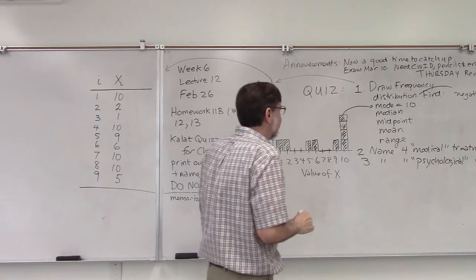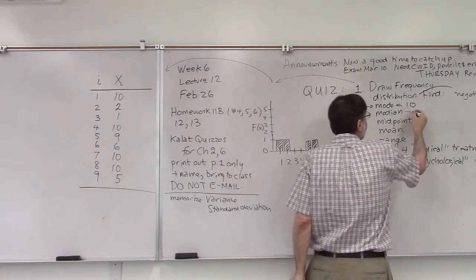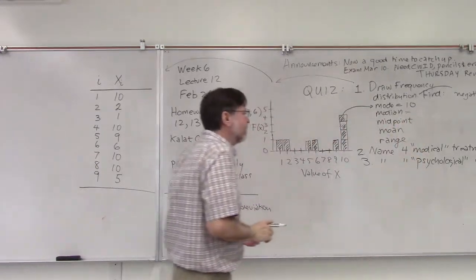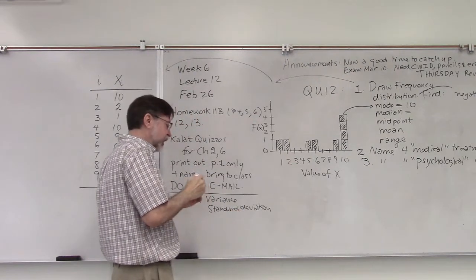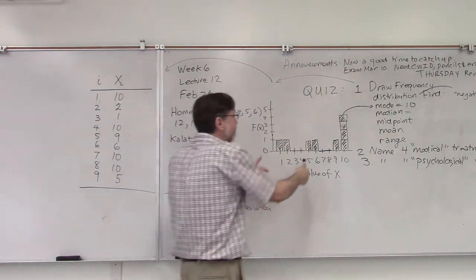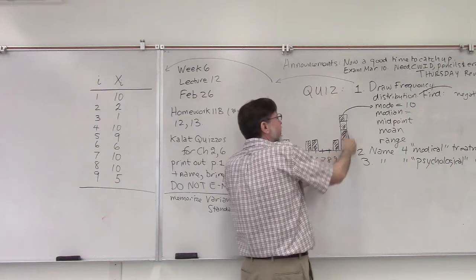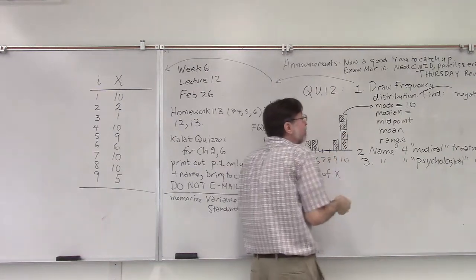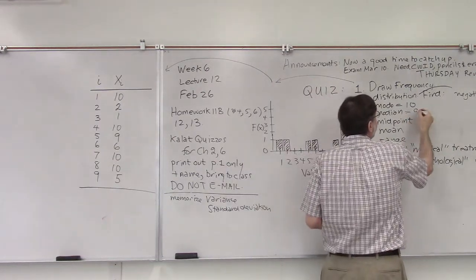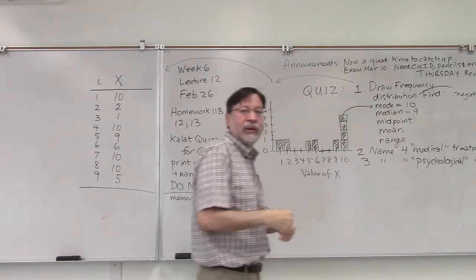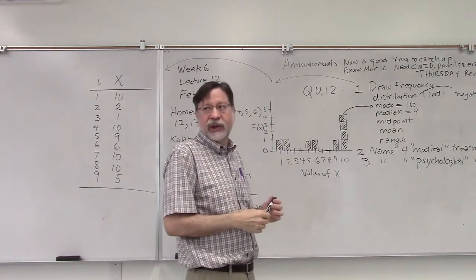All right, the median is that value of x that an equal number of cases are above and below, and 9 qualifies because there are 4 cases below and 4 above and 1 right at 9, so the median is 9. How many got the median? All right, any questions about the median?